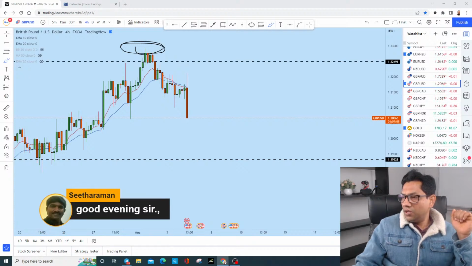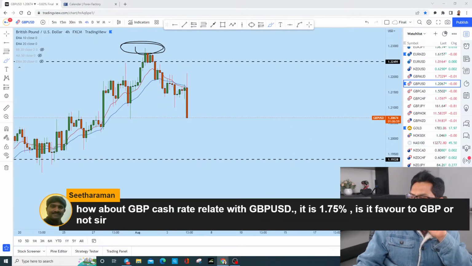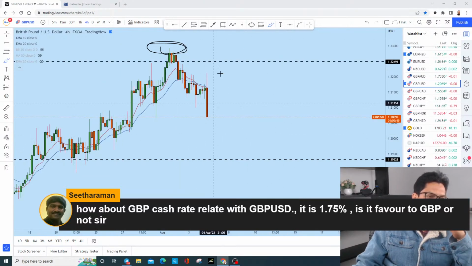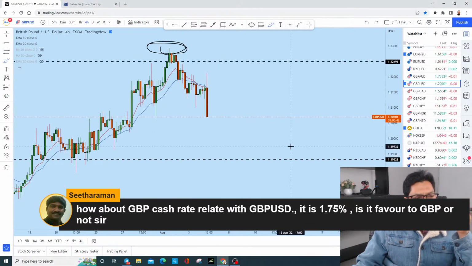Sitaram, good evening, sir. How about the GBP cash rate related to GBPUSD? Is it 0.1, in favor of GBP or not, sir? We see from the price action that GBP is getting bearish. So let's see, unless in the last moment it reverses, that could be a different story. So that's why we need to wait for the candle close. But if this one closes like that as a strong bearish engulfer, then we can say let's sell. Maybe not immediately, but we can look at it.